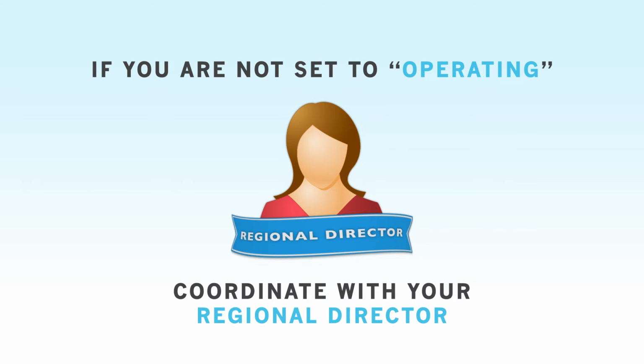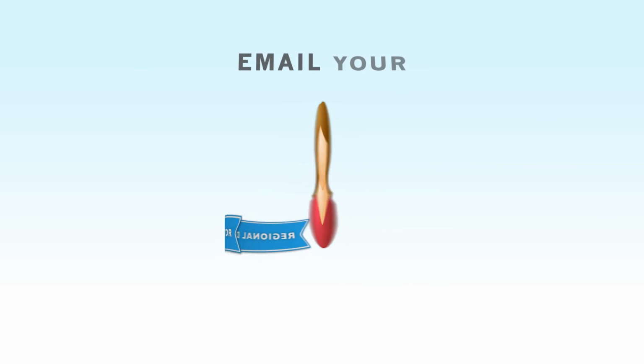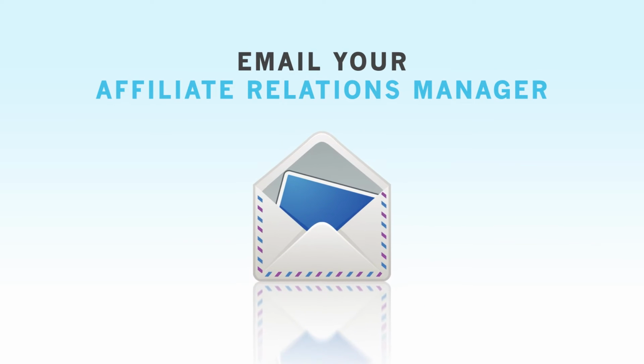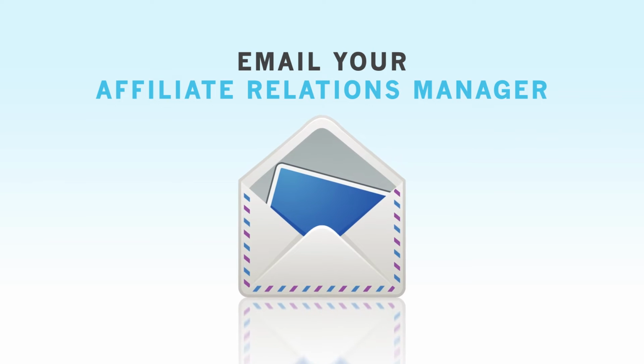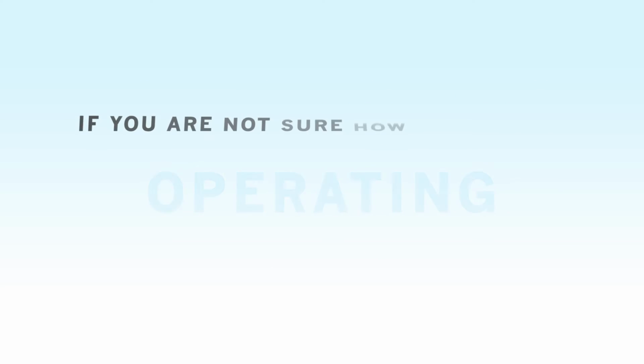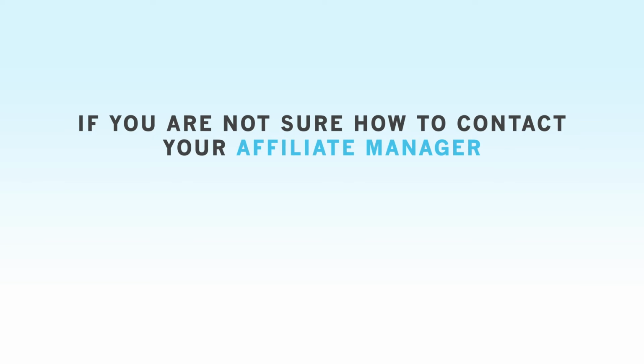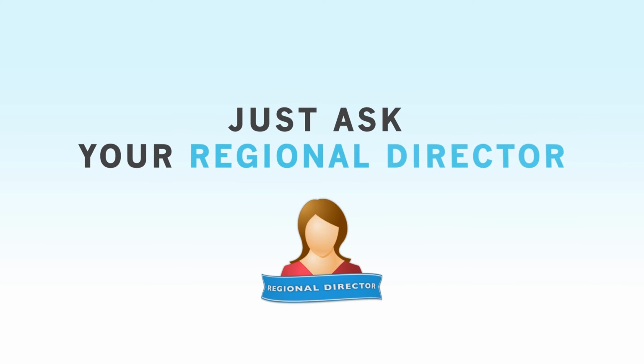If you are not yet set to operating status, you should coordinate with your regional director to determine when you are ready to begin receiving books, and then send an email to the Affiliate Relations Manager and request that your status be changed from committed to operating. If you are not sure how to contact your Affiliate Relations Manager, you can get that information from your regional director.